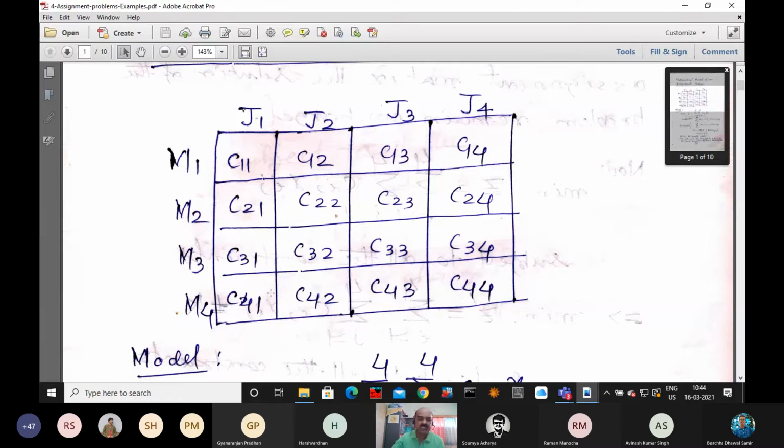Similarly, in the same manner, if you subtract any constant from a particular column, the same constant from all elements of a particular column, let us say the first column elements, or the second column elements, or the third column elements, or the fourth column elements, the optimum solution will not change. However, the optimal value of the objective function will be reduced.